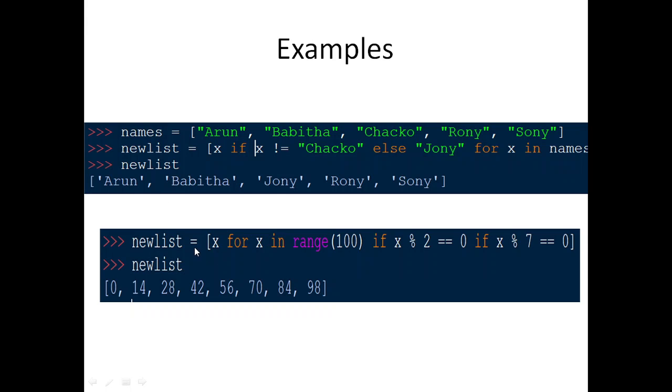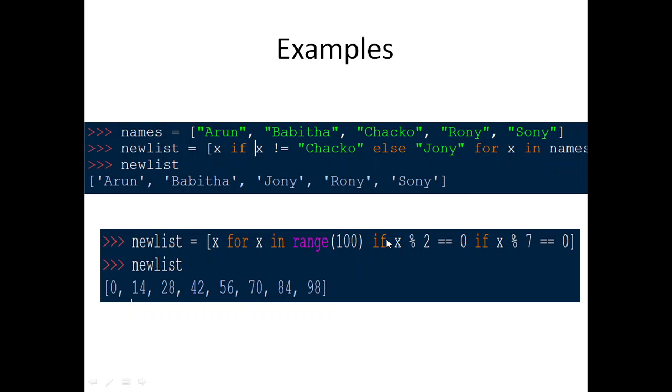Then another example. New list for x in range of 100. What it does is it will check whether x is divisible by 2, and if it is divisible by 2, it will check for the second condition, if it is divisible by 7. So the new list will contain numbers which are divisible by 2 and 7, and are below 100.